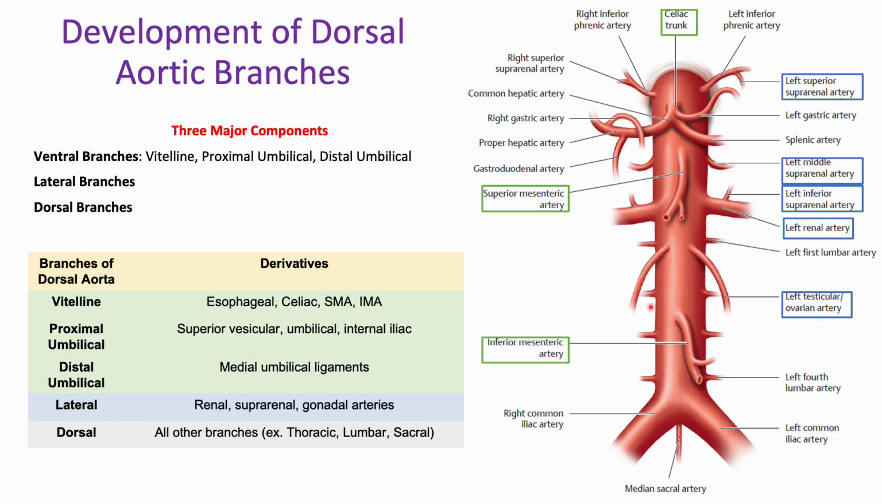Coming off laterally off the abdominal aorta, you're going to have your suprarenal arteries, your renal artery, and your gonadal arteries. Okay, all other branches of the abdominal aorta, the thoracic branches that are in the thorax, the lumbar branches that are in the region of the abdominal aorta, the sacral branches that are more inferior, these are all going to be components of the dorsal branches. Okay, so again, you have ventral branches, lateral branches, dorsal branches. If you remember the adult anatomy, it's the exact same way as it will be in development.